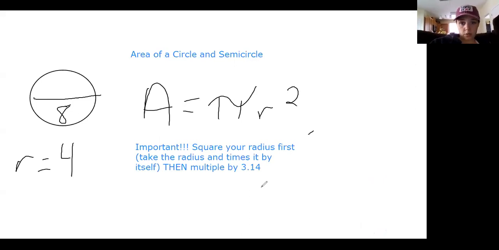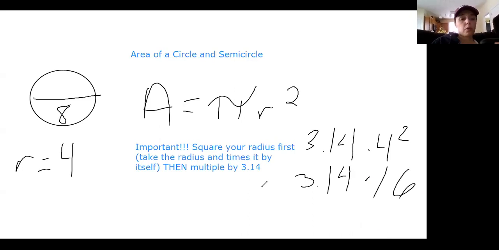So we are going to take 3.14 times 4 squared. Square your 4 first, which is 16. 3.14 times 16 is 50.24. Sometimes circumference and area are the same number. They come out to the same thing, but that doesn't mean they're the same thing. Remember, circumference is going around a circle, and then area would be like filling the circle in.